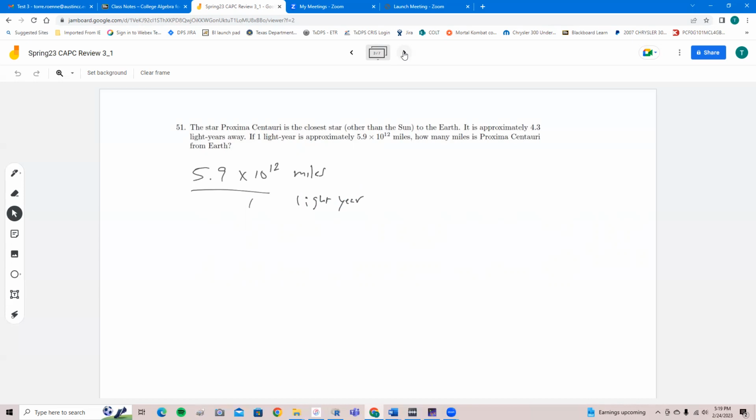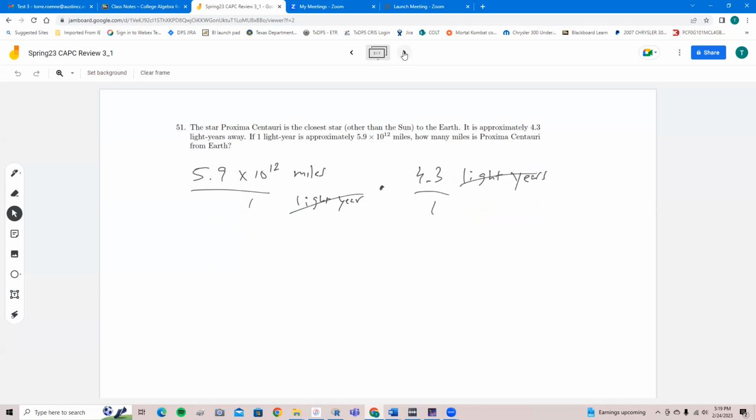Okay, and Proxima Centauri is 4.3 light years away. So this is for every one star, I guess. This unit here doesn't really matter because we're going to multiply and the light years are going to cancel. We're going to have miles.